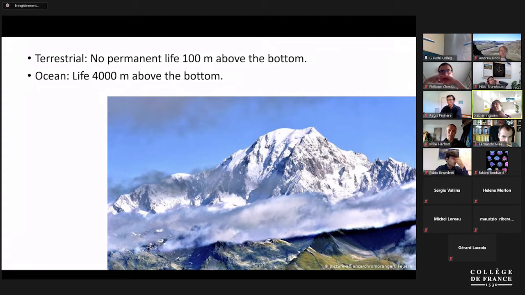So there is nothing, all the life in the terrestrial is basically attached to the bottom. However, in the sea, the life starts 4,000 meters above the bottom. And what you are seeing is the Mont Blanc, that is about 5,000 meters. So the sea is very shallow compared with the atmosphere. The Mont Blanc is taller than the bottom of the sea.